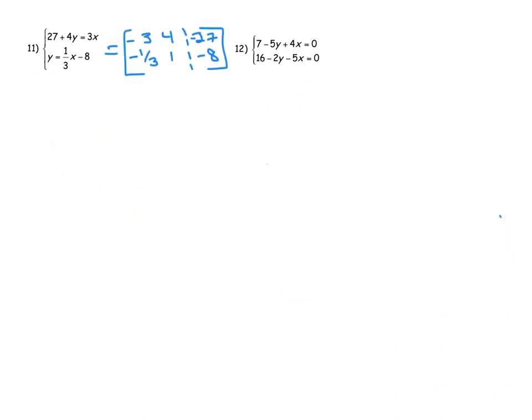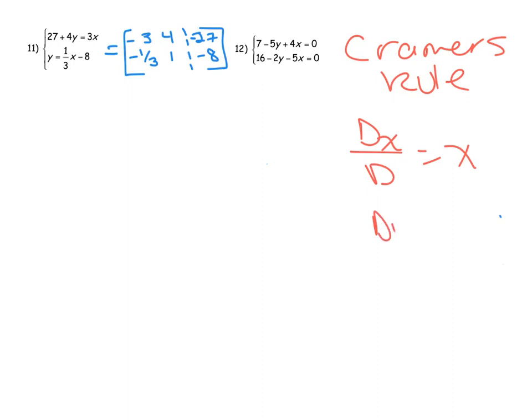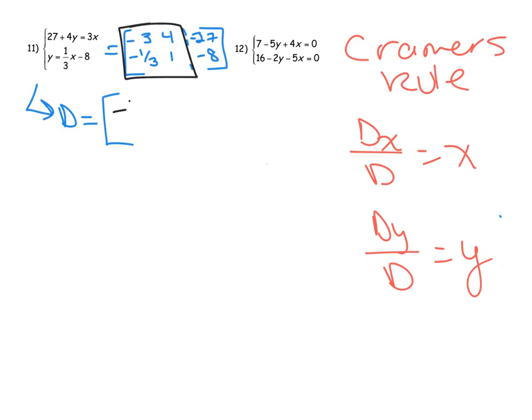All right, so this is what my augmented matrix should look like. So again, we're using Cramer's rule. So Cramer's rule, again, that's using Dx over D to get x, Dy over D to get y. Okay, and you guys will see questions like this in your Delta Math as well. All right, so let's first figure out what D is equal to. So we have D is going to be a regular 2 by 2 matrix. So I have negative 3, 4, negative 1/3, and 1.